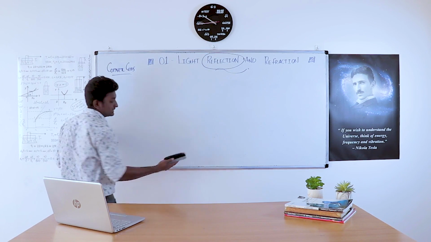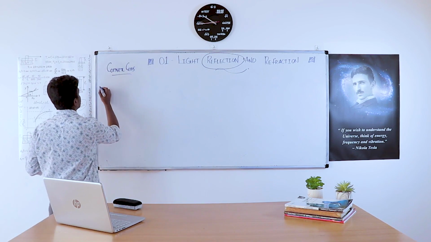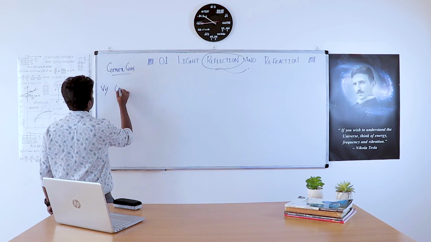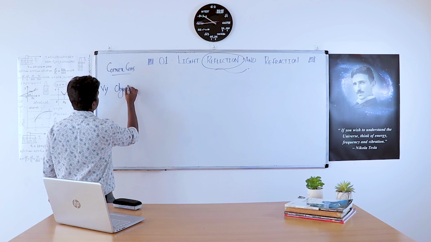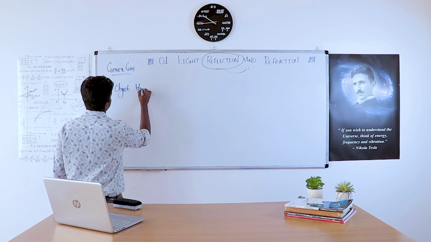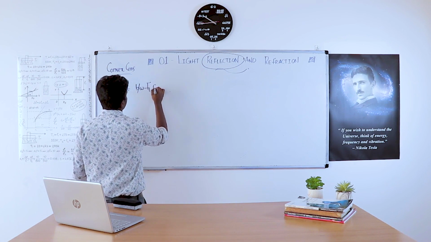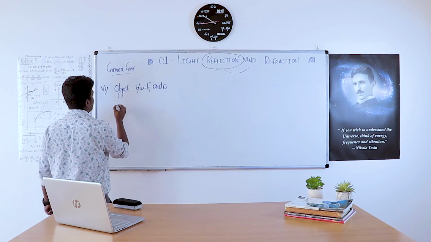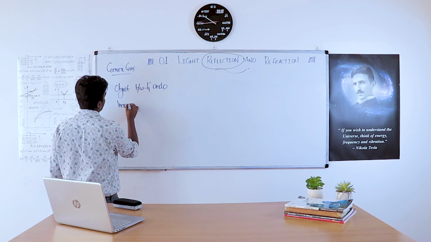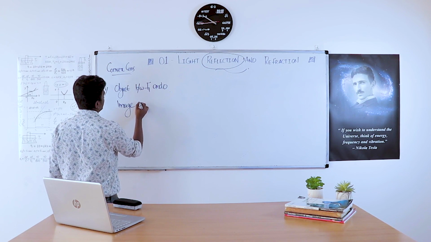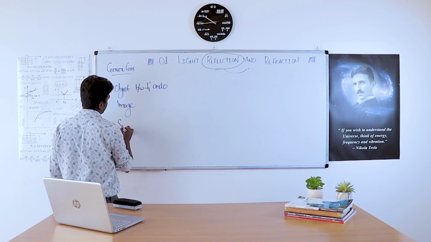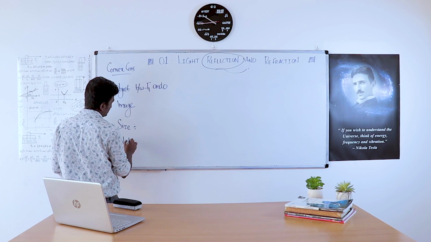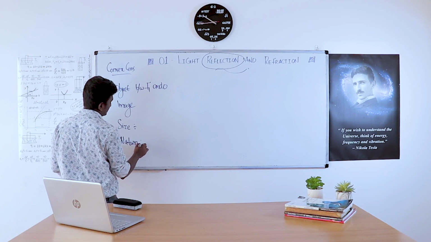Last case, that is the sixth case. Sixth case: object between F1 and O. Where is the object placed? Object between F1 and O. We need to find where the image is, the size of the image, and the nature of the image.